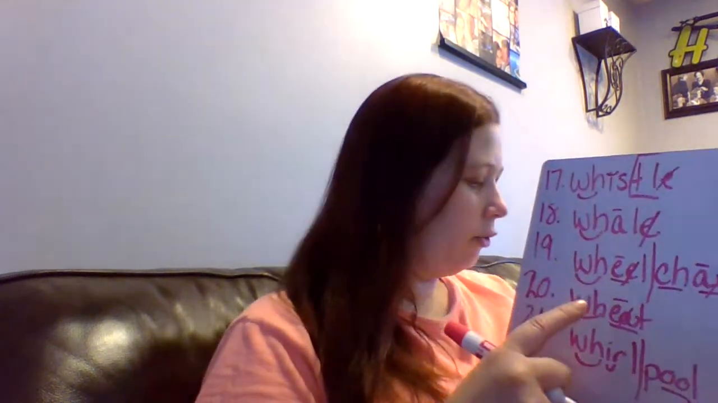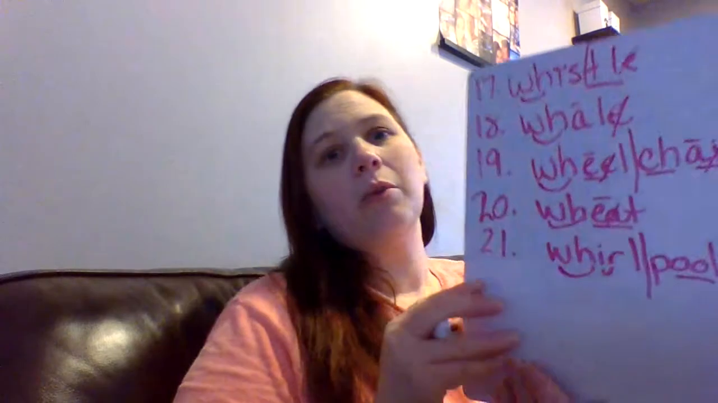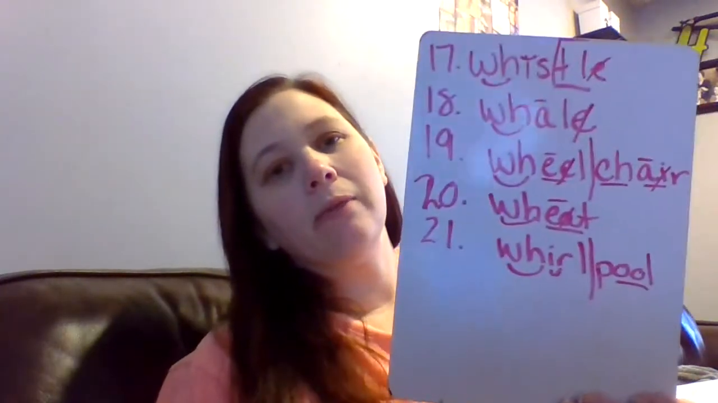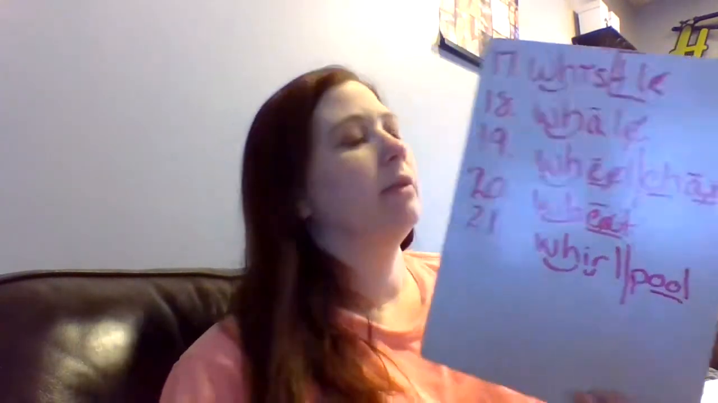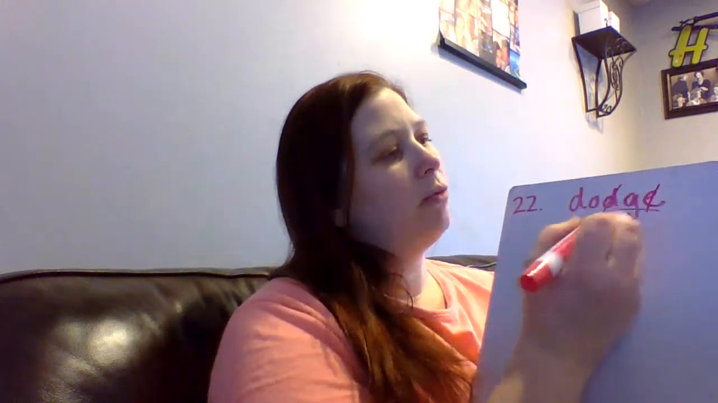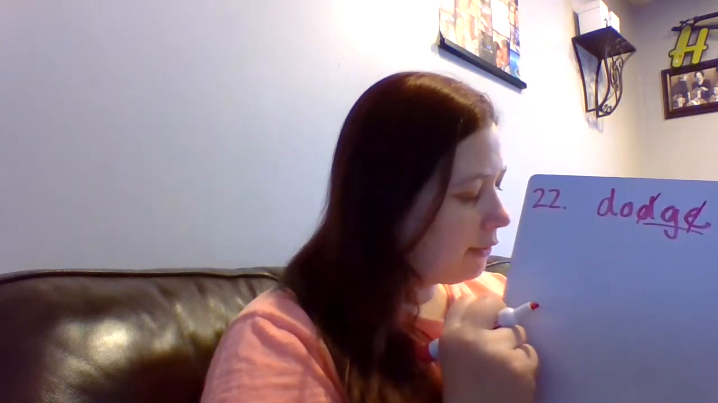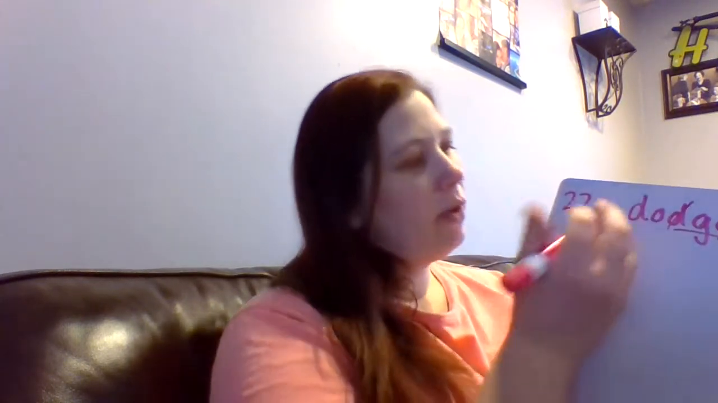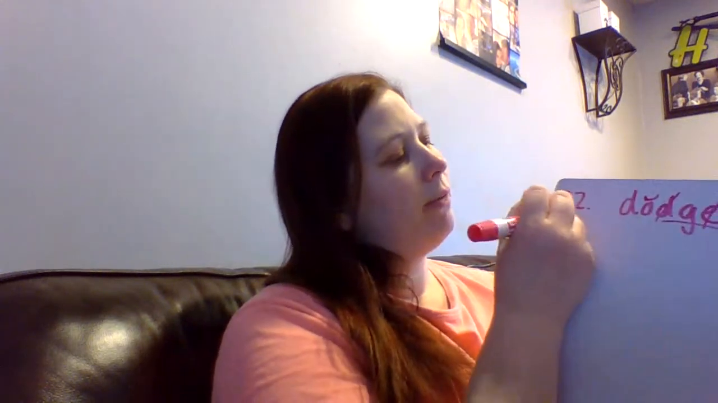All right, next I want you to look over at the picture, draw a line to the one that matches. Pause right now if you need to finish up this coding. We're going to move on to our next set of coding. 22, dodge. Here we have our DGE trigraph, where we cross off the D and we cross off the E, and we just say that J sound. And then our O is vowel consonant, it gets a breve.